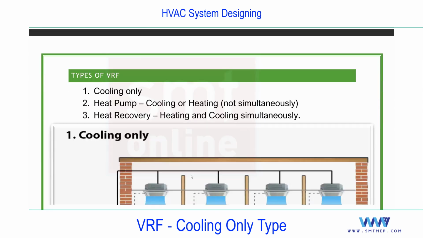Next, now if you talk about the types, this is important. Most commonly in India or in Gulf, you'll find the cooling only model. But we have three options. We have three types. First is cooling only. Second is heat pump. And third is heat recovery.